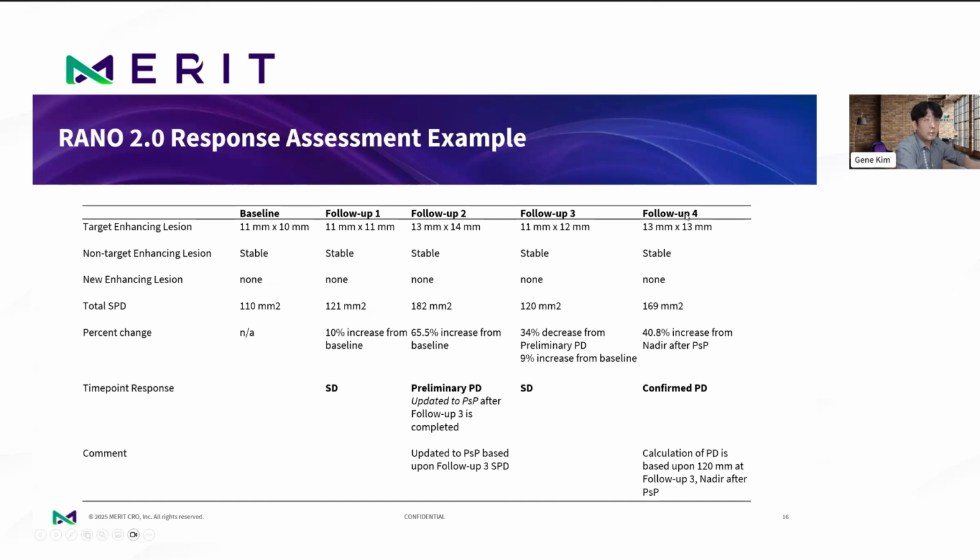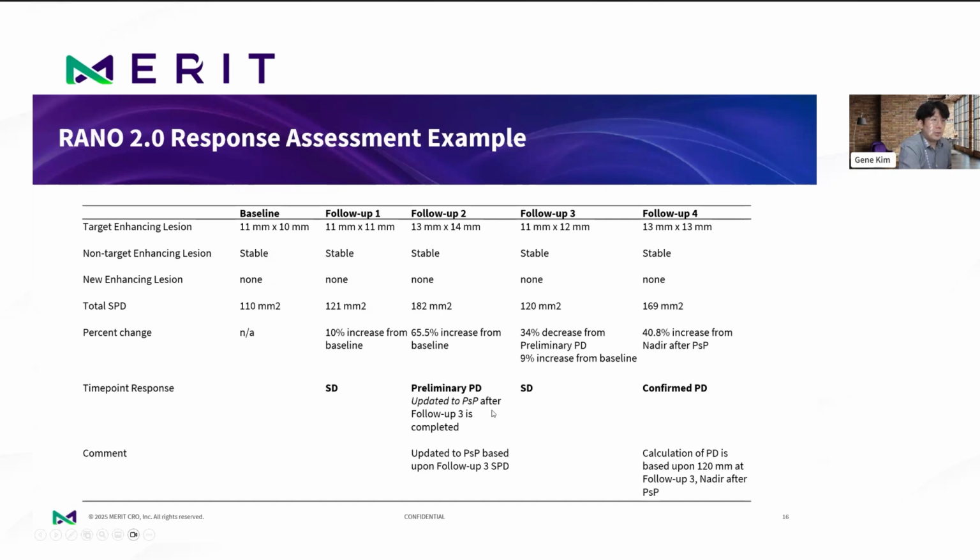And then at follow-up 4, the lesion size changes to 169 millimeters squared, which is a 40% increase from the nadir after the pseudo progression, which is referring to follow-up 3. So this is now a pseudo progression time point. So the actual confirmed time point after follow-up 2 will be referring to any nadir after the pseudo progression has been confirmed, in this case 120 millimeters, and a 25% increase from this time point will be meeting the criteria for the confirmed PD.